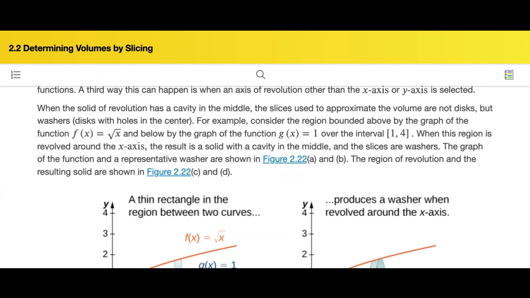Usually we're given f of x equals something. And then when we rotate over the y-axis, we need to be able to rewrite x equals some function of y. So basically we need to find the inverse function of f.